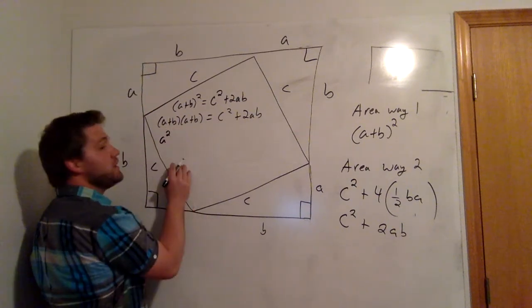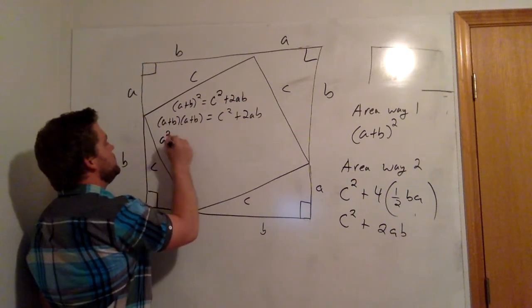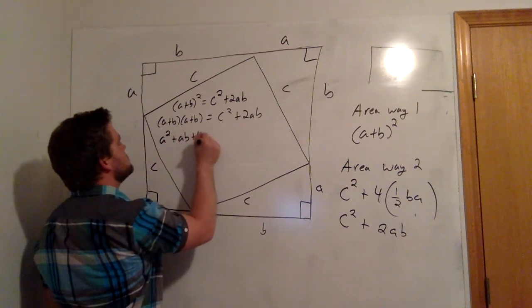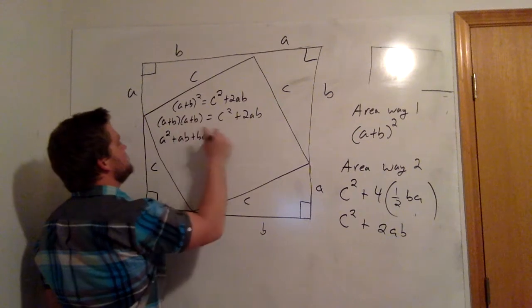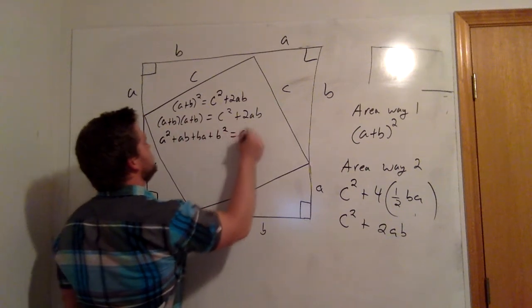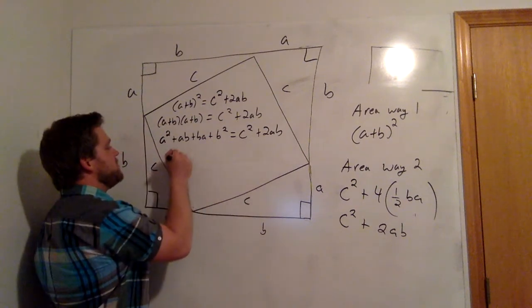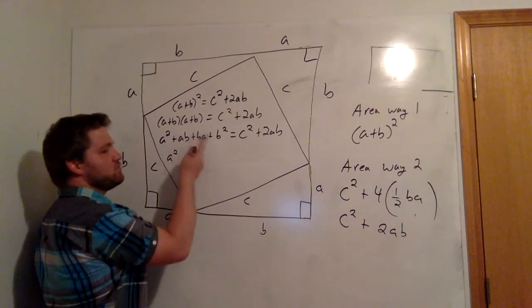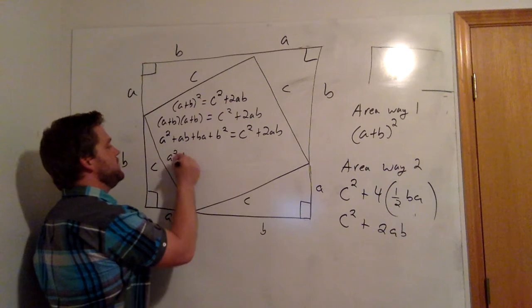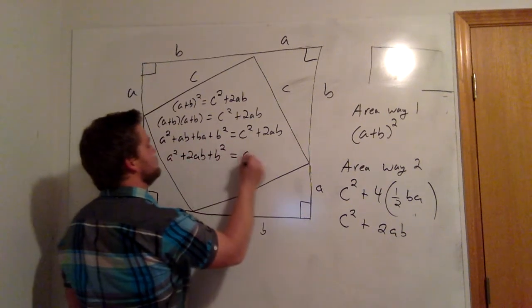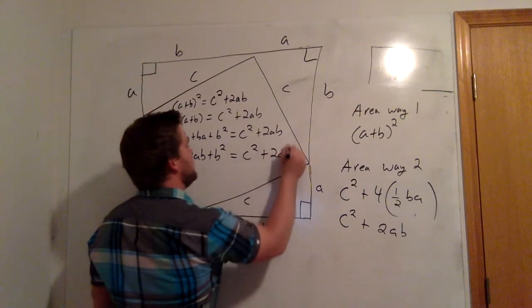I'll get a squared. I'll get a times b, ab. I'll get b times a. And then I'll get b times b, b squared, is equal to c squared plus 2ab. So I have a squared, ab, ba. Order of multiplication is commutative, so I have 2 ab's plus b squared is equal to c squared plus 2ab.